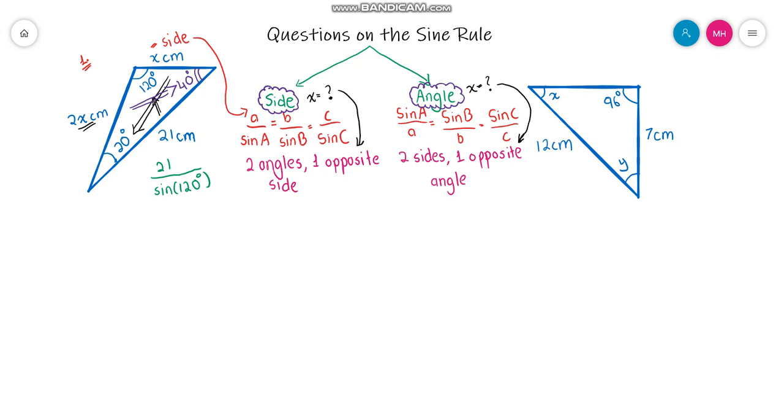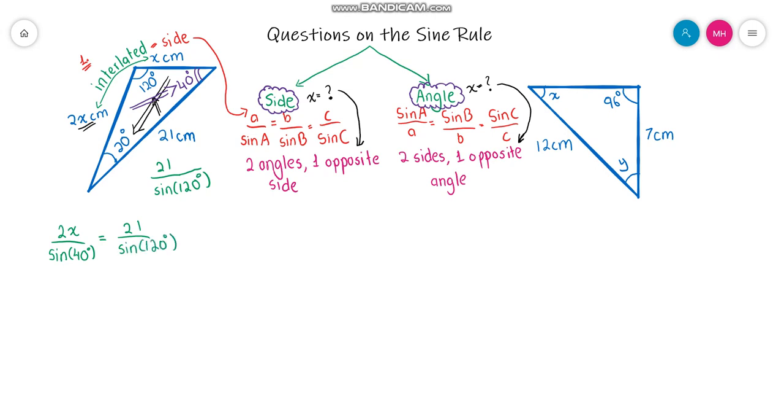So in order to solve for x, because these two sides are interrelated, we can use any of them and then find x. In order to do so, I'll use 2x. So we use 2x over the sine of the angle that is opposite to it, in this case 40 degrees. We equate it to another side and its opposite angle's sine. That would be 21 over sine of 120 degrees.